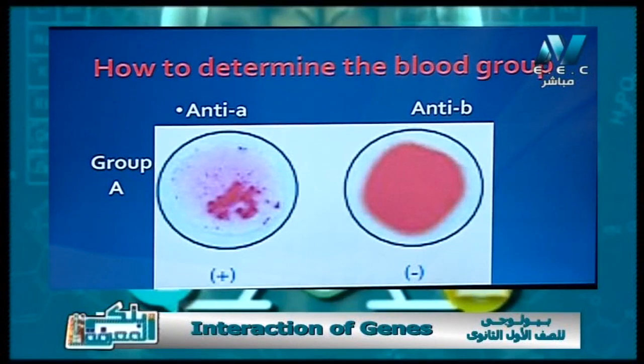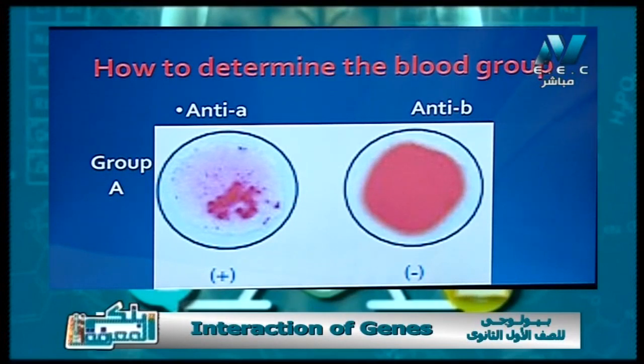So the blood group A, for example, produces in the serum or in the plasma antibodies against the different antigen. So the blood group A produces antibodies against the blood group B. The blood group B produces antibodies against A. Okay, so this is very important to determine the blood groups.